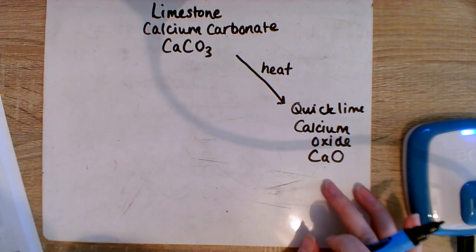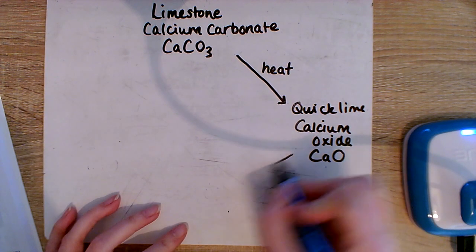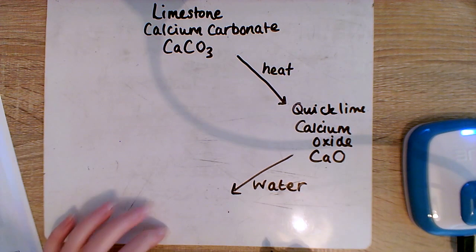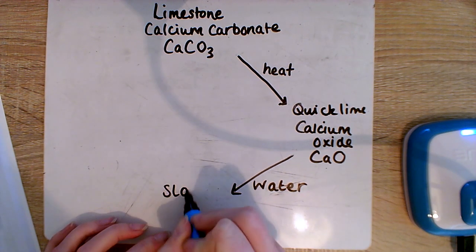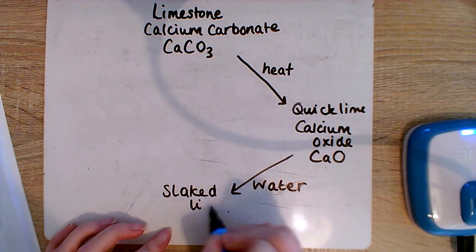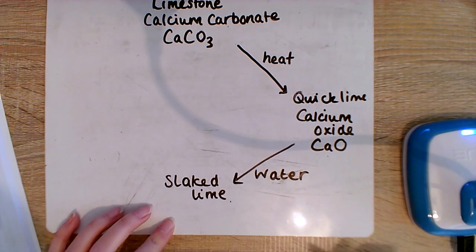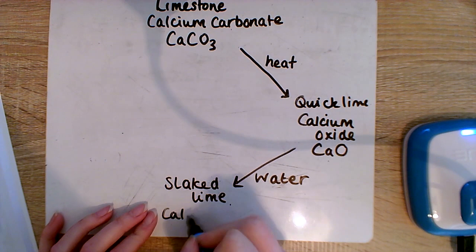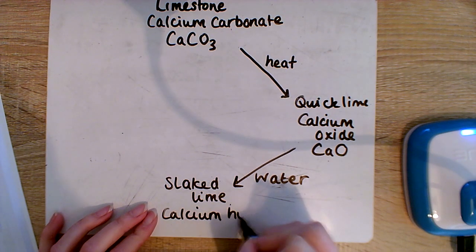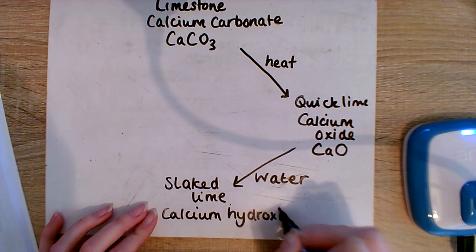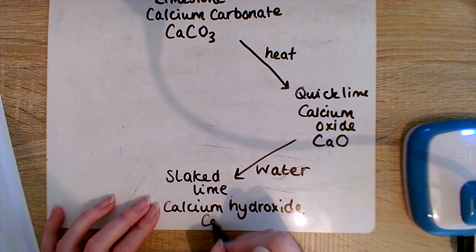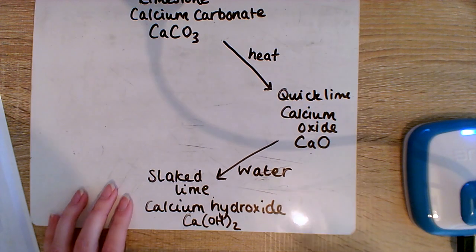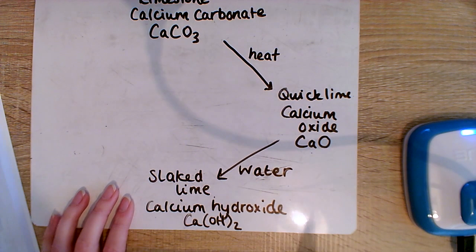Now, moving on from calcium oxide, if we add water to calcium oxide, so we mix it with some water, we produce this chemical which is called slaked lime. Bit of a funny name, and the chemical name for slaked lime is calcium hydroxide. And the formula is Ca(OH)2, like that. Again, calcium hydroxide has got lots of uses.